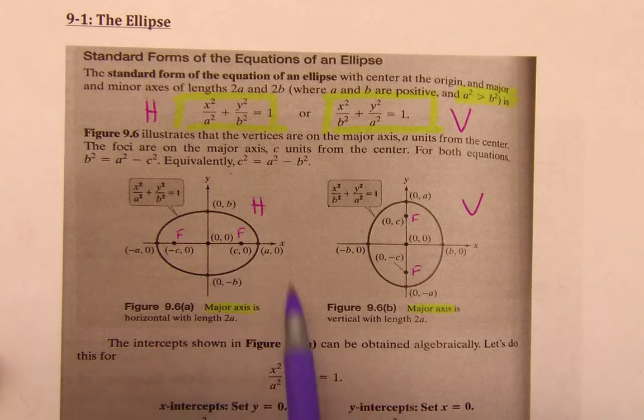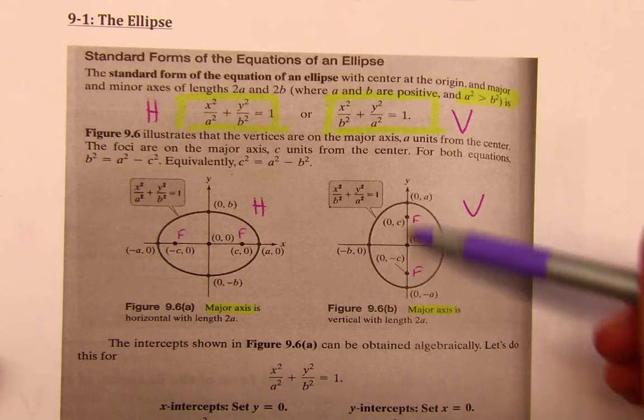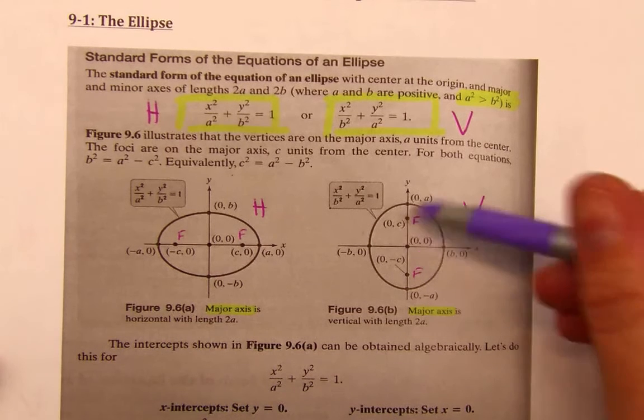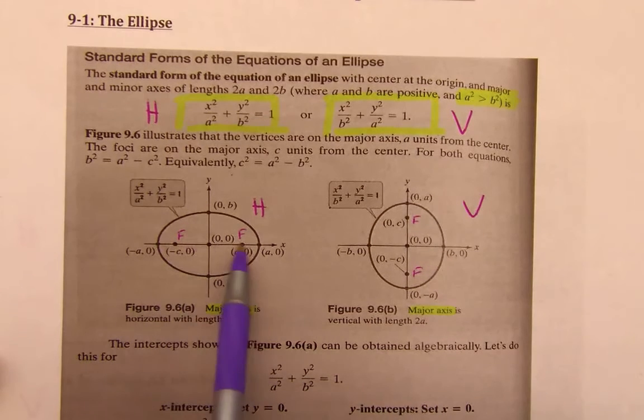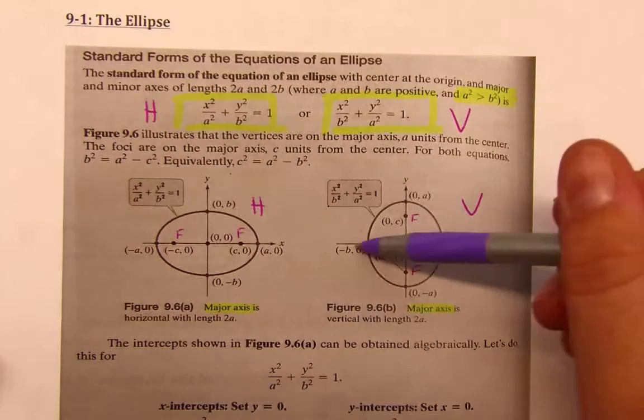Now with ellipses we have this term called a focus. These are our foci right here. And then if we have a vertical ellipse, they're on that axis right here. This is called the major axis. Whichever one is longer is the major axis. The shorter one is the minor axis.